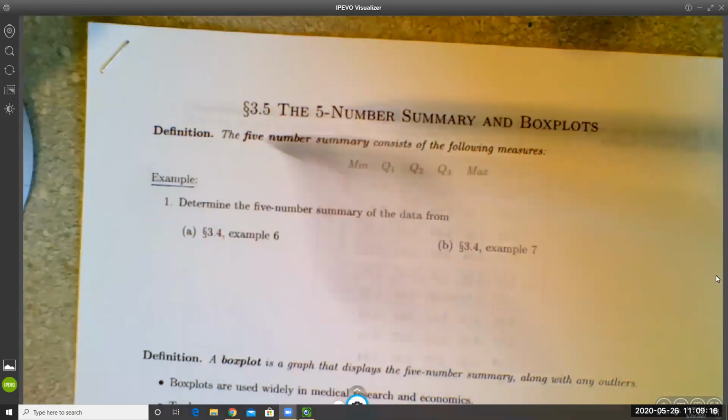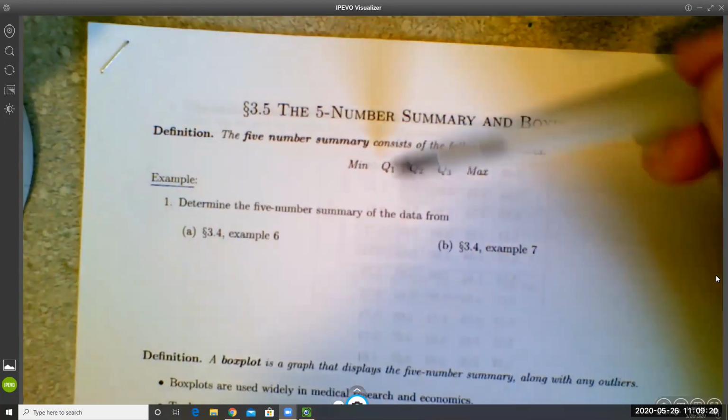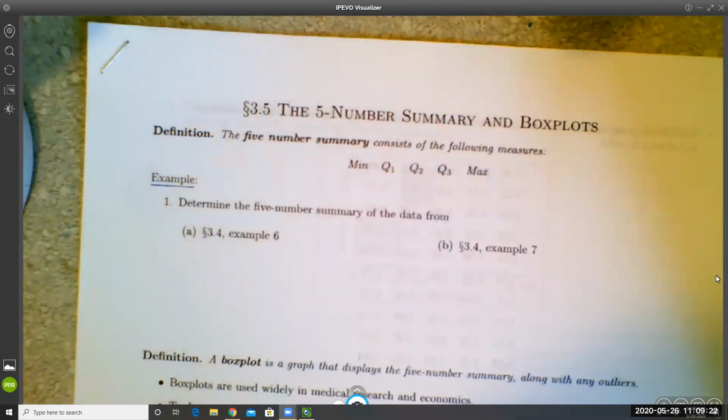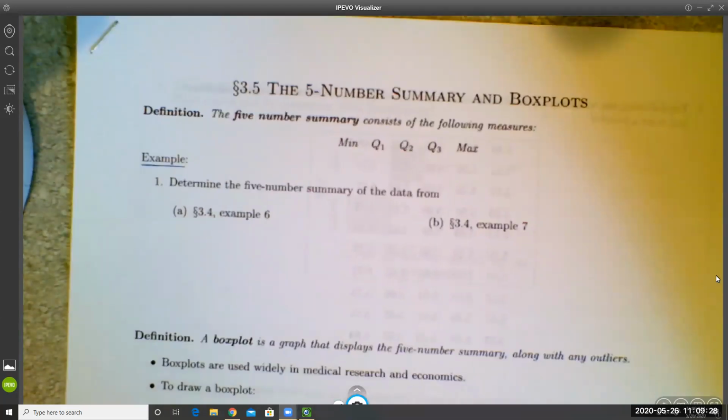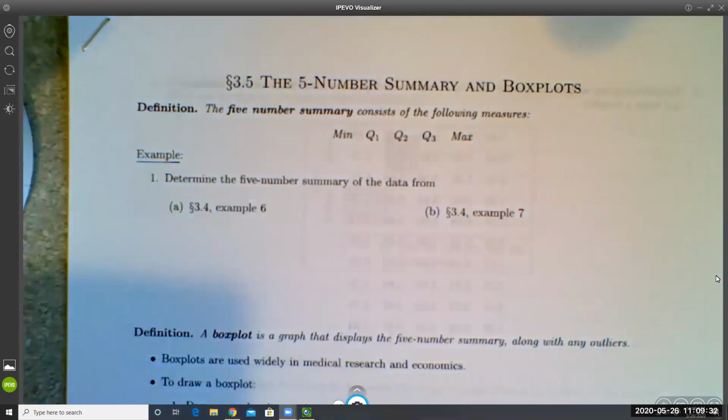So it says the 5-number summary consists of the following measures, right? Minimum, and then your quartiles, and then your maximum. And when you're giving a 5-number summary, you should give it in that order, okay? So let's determine the 5-number summary of the data from 3.4 example 6.